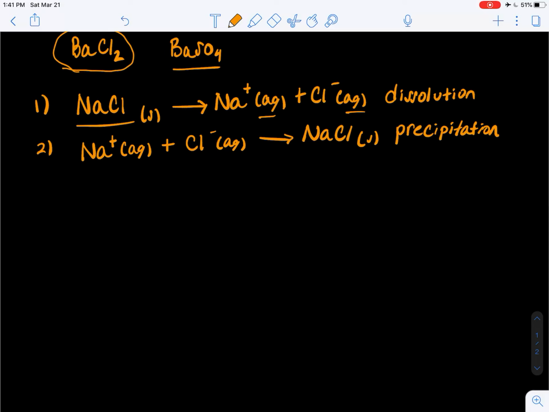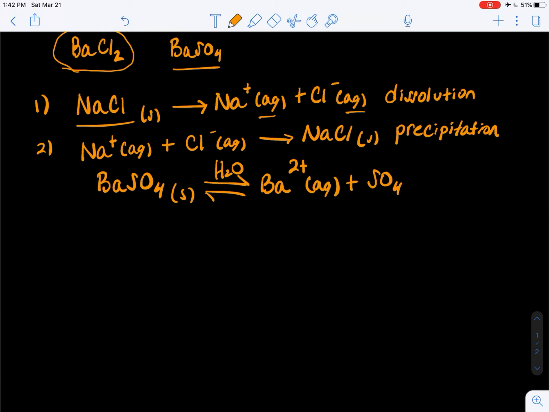Now, the solubility expression is always defined in terms of the solid on the left and ions on the right. So if we're talking about barium sulfate, this is a solid substance, and it's going to be very slightly soluble, so that's why we're using these equilibrium arrows. And there's water present, and what we're forming is barium ion. Barium is a group 2 element, so its charge is +2, and sulfate is SO4 2-.